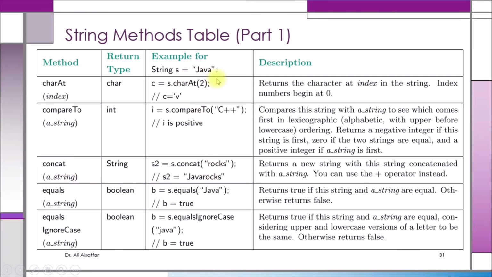So in s we have Java and we are given input rocks. What the concat will do, it will take the string inside s, which is Java, and combine it, make it next to rocks. So the answer that we will return as a string is Java rocks, and because I'm using equal, it will be saved into s2. So it returns a new string with this string concatenated with it. You can use the plus operator instead. Let me show you how to use this one on Java.